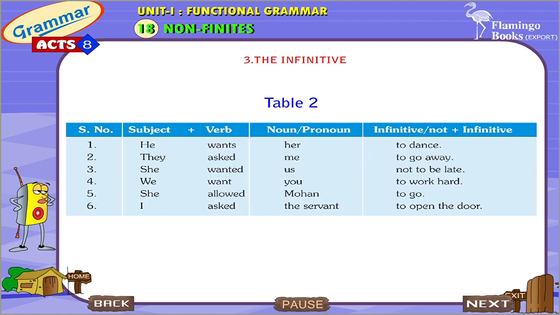Table 2: Subject plus verb, noun or pronoun, infinitive or not plus infinitive. He wants her to dance. They asked him to go away. She wanted us not to be late. We want you to work hard. She allowed Mohan to go. I asked the servant to open the door.